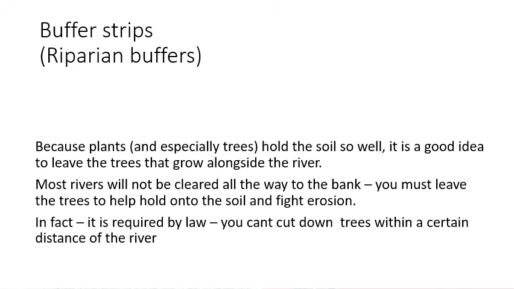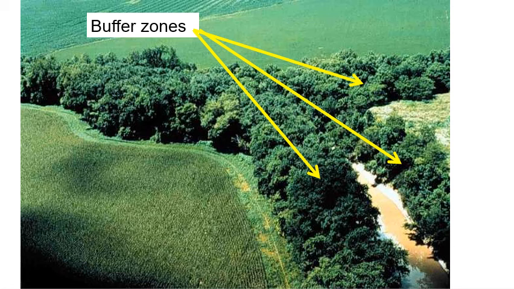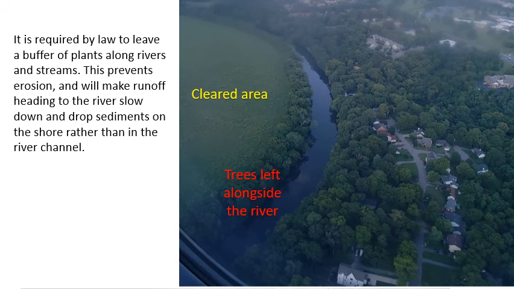Matter of fact, it's the law most places. You can't cut down trees within a certain distance of the river. Those houses down on Riverside that are right on the river, they can't cut a tree in their backyard without getting permission first, because you have to leave it there to help hold on to the soil. You can see this. These are called buffer zones or riparian buffers. They are rows of trees left alongside the river to help hold the riverbank in place and lessen erosion.